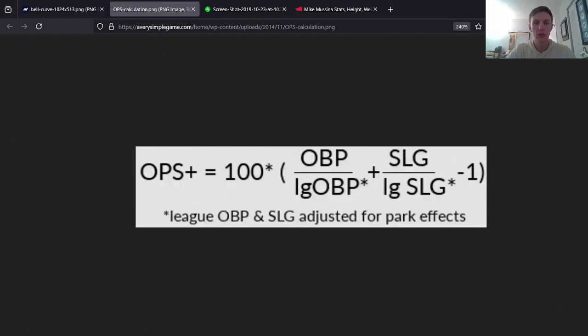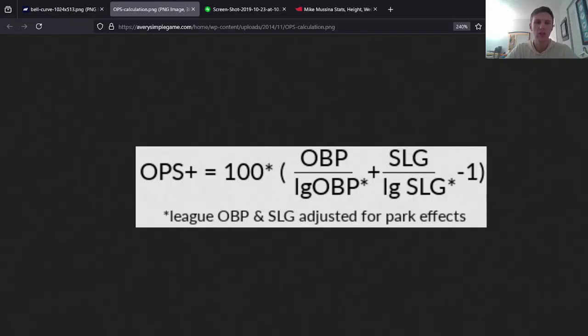So I'm going to go here to the OPS Plus formula, and you can kind of see how this is calculated. It works pretty similarly. It adds your on base and slugging to get your OPS, but then compares that to the league average. And the star down here is just telling you that it's slightly adjusted for park factors.